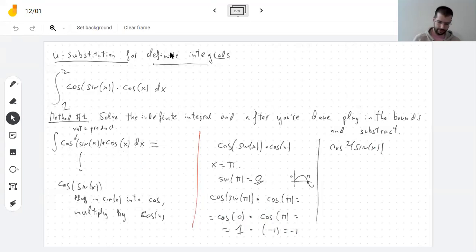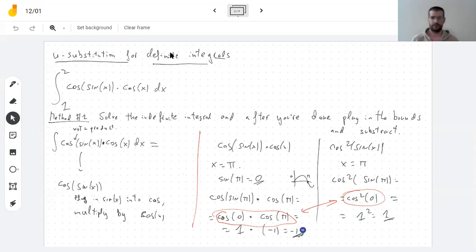And if I do cosine squared of sine of pi, it looks completely different. Then I'm doing cosine squared of zero. So even if you don't remember what cosine is at certain values, these definitely don't look the same. This is one squared. Okay, so these are not the same. I did stop to clarify that because I see this a lot in homework. Okay, any questions about that?